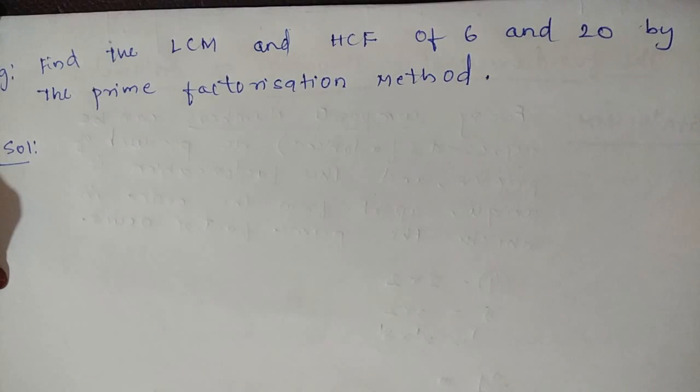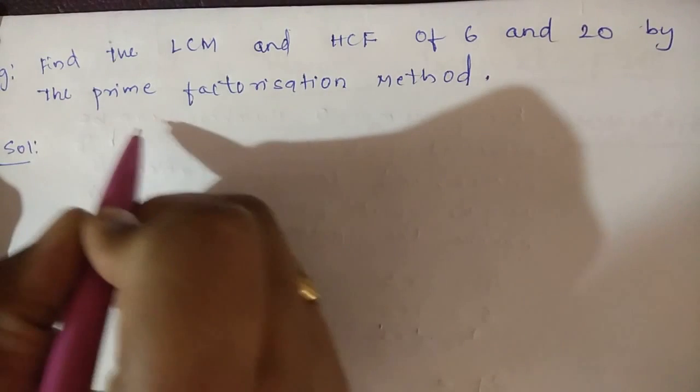So students, let's see an example on the previous theorem that we have studied. Okay, now here it is. Find the LCM and HCF of 6 and 20 by the prime factorization method. So using the prime factorization method, we need to find the LCM and HCF of 6 and 20. So let's go with the prime factors.